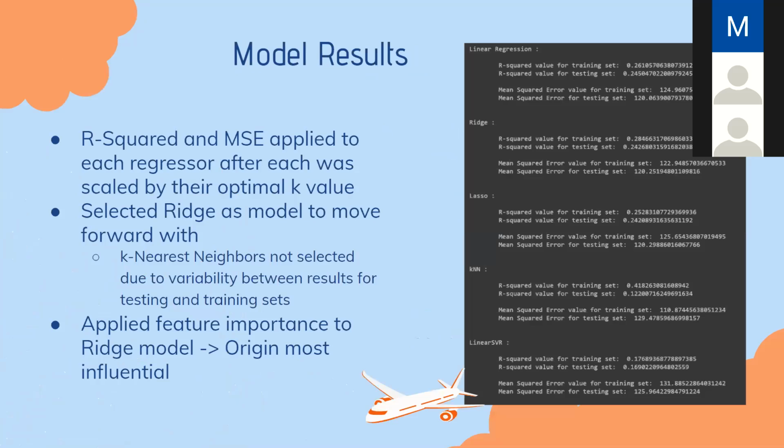Once we had that k value for each model, we applied R-squared and mean squared error to all 5 models to determine that ridge had the best reliability in comparison to the rest of the models, and decided to continue with hyperparameter tuning ridge as our model. Once we had that model, we applied feature importance to it and found that the origin was the most influential feature in determining a ticket price, which went against our hypothesis that it was going to be distance traveled.